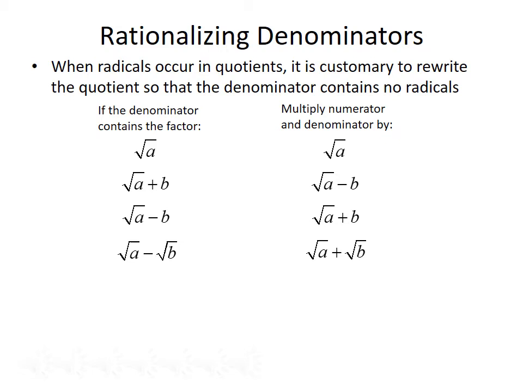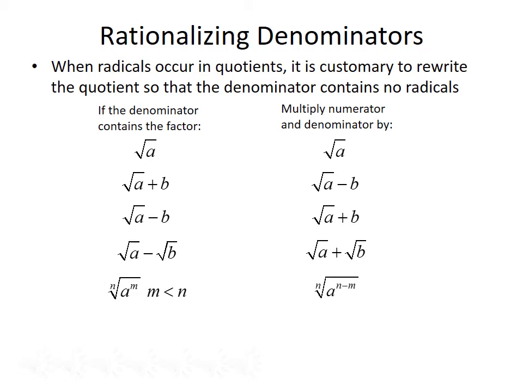The key to these problems is to use the same numbers of the binomial, only switch the sign. So when I had a minus sign in between the square roots, I multiply both the top and bottom, the numerator and denominator, by the same values with a plus in the middle.